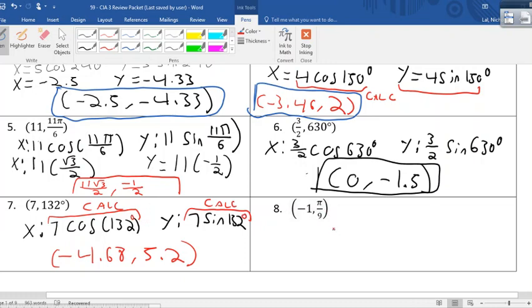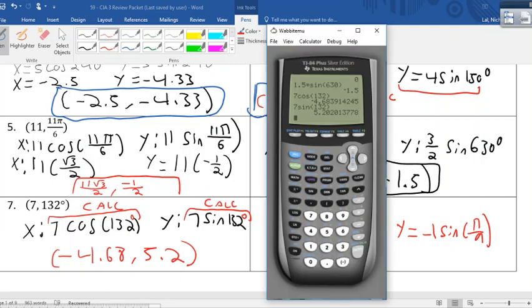All right. Our last problem is negative 1 times pi over 9. This one's going to be a little bit tricky because pi over 9 isn't a unit circle value that we have to memorize, but that's okay. We can still find it by knowing that x is equal to negative 1 times the cosine of pi over 9 radians, and y is equal to negative 1 times the sine of pi over 9 radians. And then at that point, we can go to our calculator.